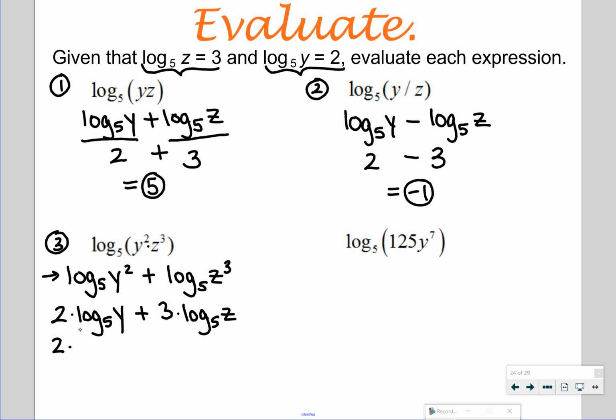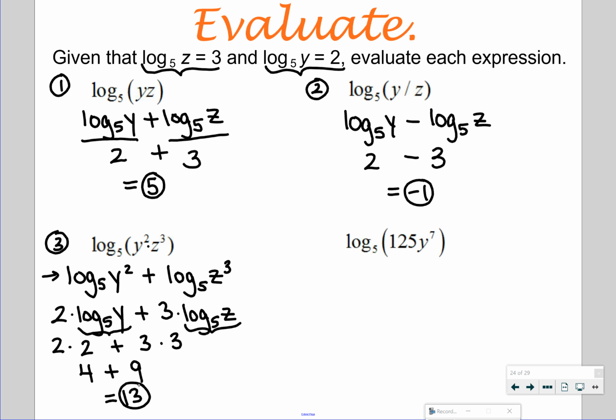So now I have 2 times log base 5 of y, which was 2, and 3 times log base 5 of z, which is 3. 2 times 2 gives me 4. 3 times 3 gives me 9. Final answer here is 13.